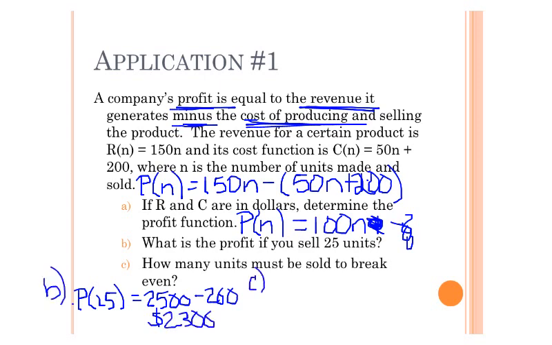And then for part C, how many units need to be sold to break even? That would be a profit of 0. So 0 equals 100n minus 200. So 2 units need to be sold to break even.